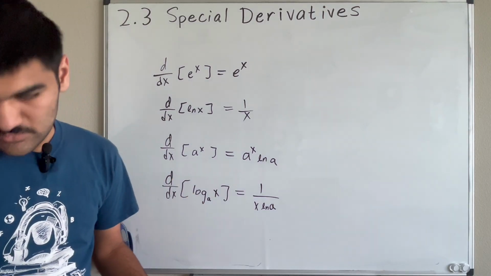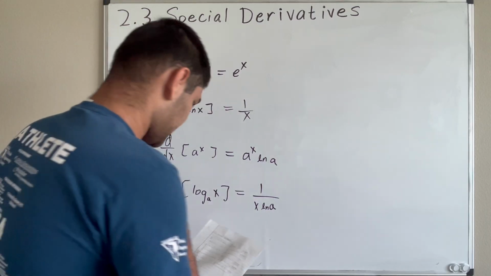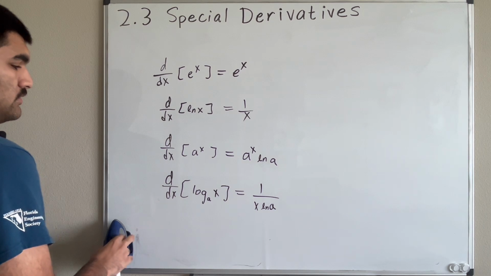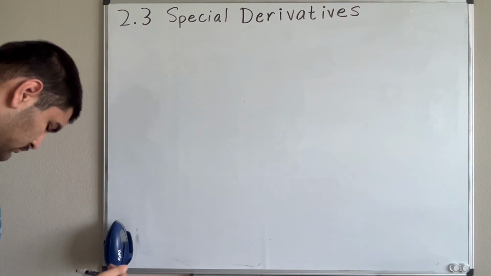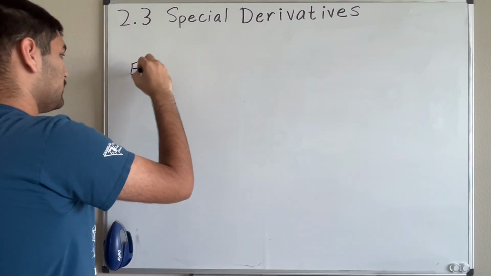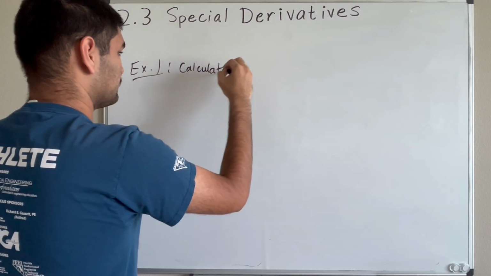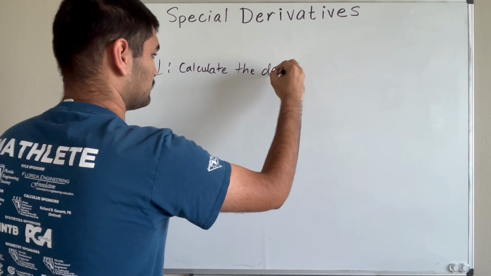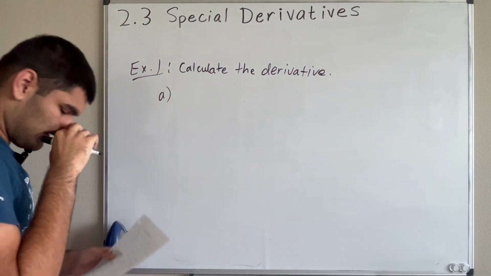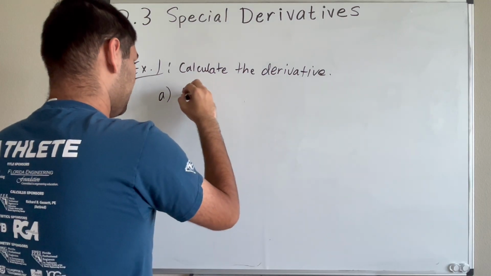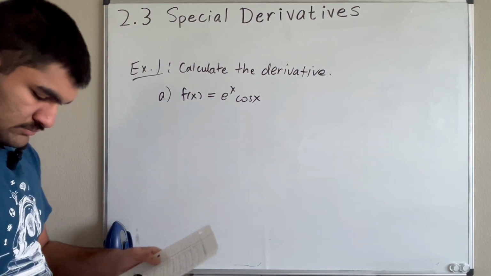All right, coolio. So now let's do some practice. Example 1. Calculate the derivative. All right, so first up we have f of x equals e to the x times cosine x.